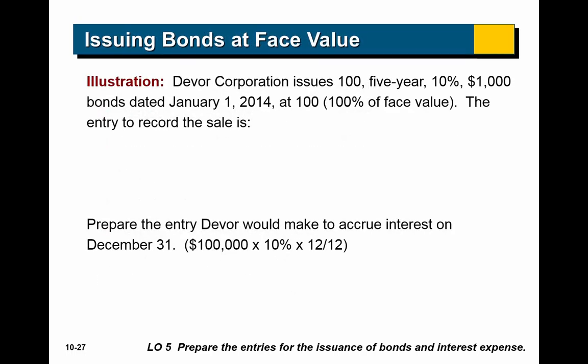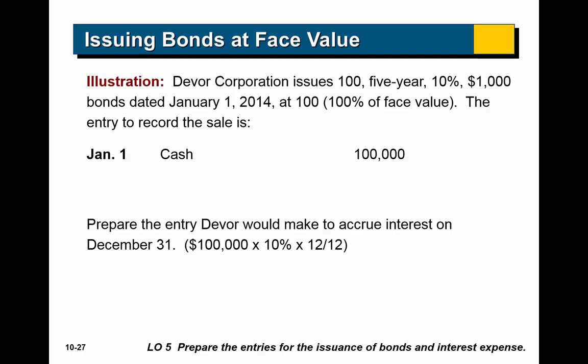So here's an example. Devon Corporation issues 100 5-year 10% $1,000 bonds dated January 1st, 2014 at 100% of face value. This is also called issuing it at par. Okay, so the entry to record the sale would be this.